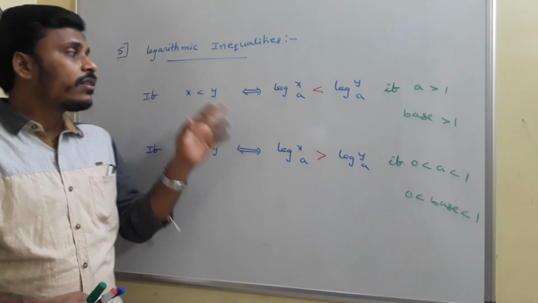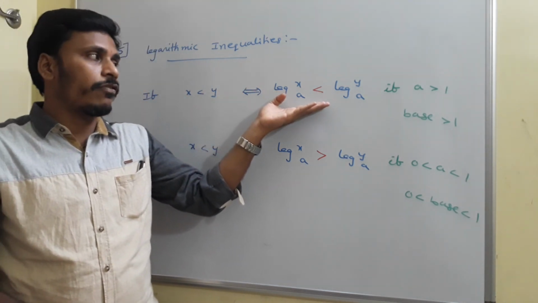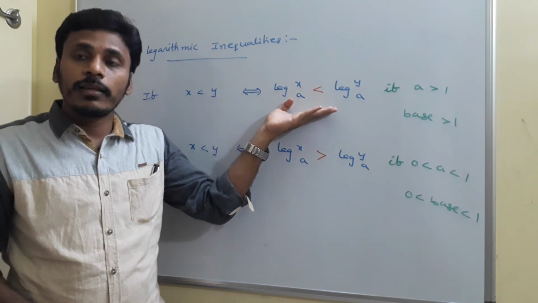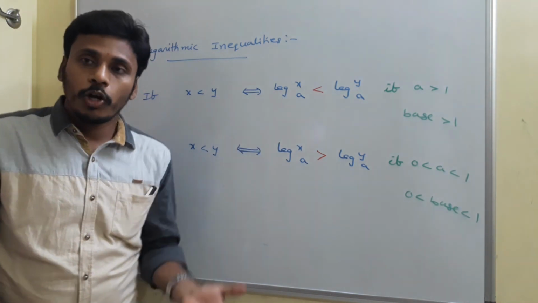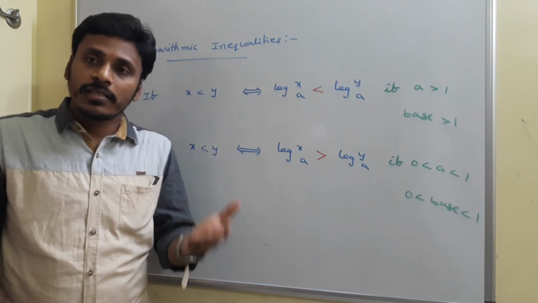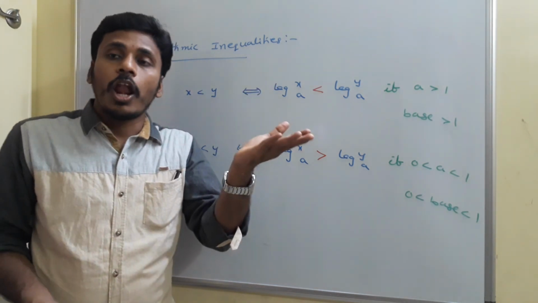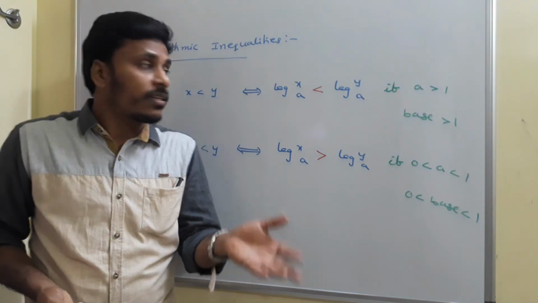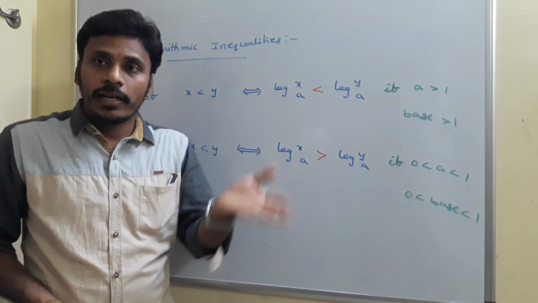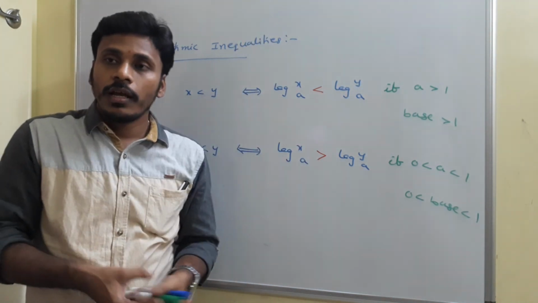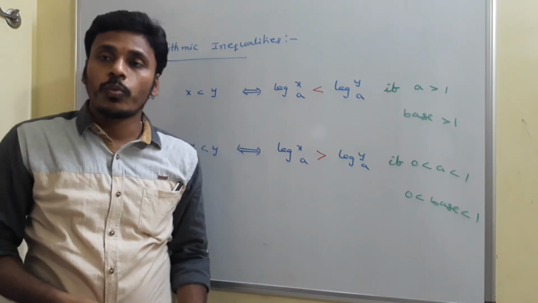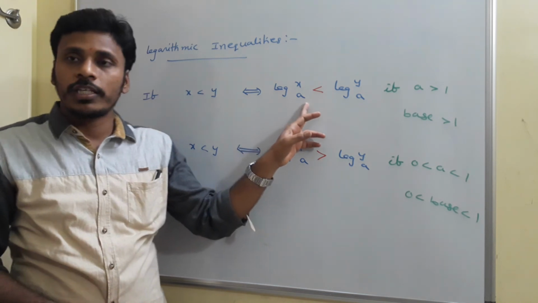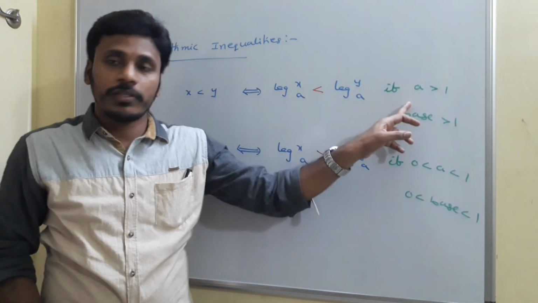In this case, if the base is greater than 1, the logarithmic expression is called an increasing expression, because x is lesser, log x is lesser; y is greater, log y is greater. So if you take x, y, z like that and increase them, the logarithmic values also will increase in such a manner: log x, log y, log z. So that's why we call the logarithmic function increasing in the first case.